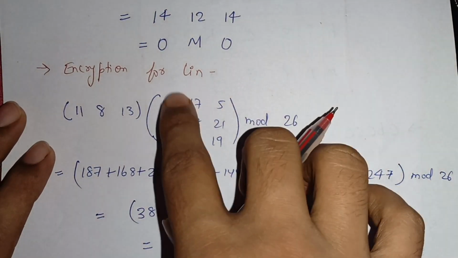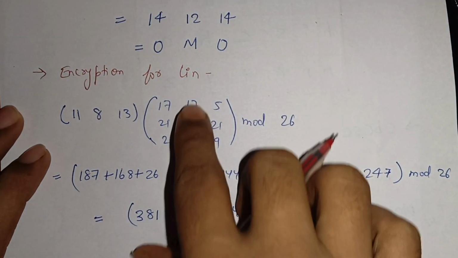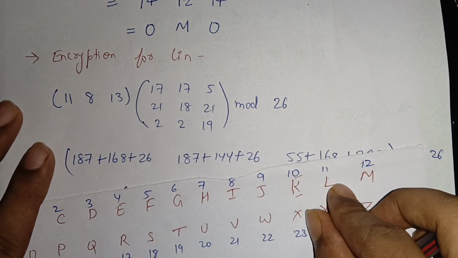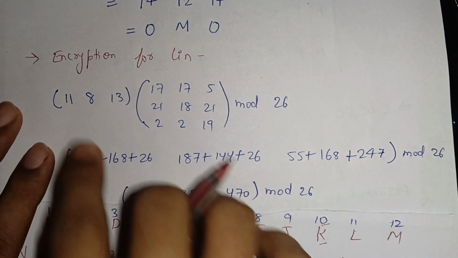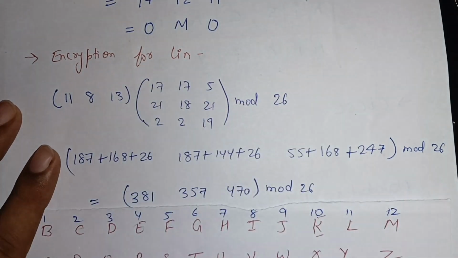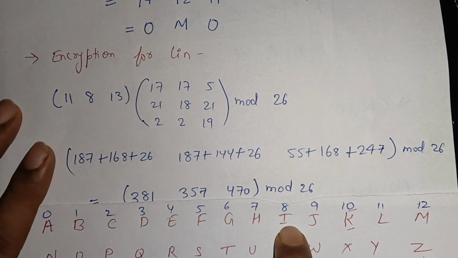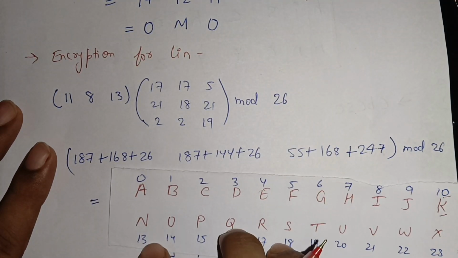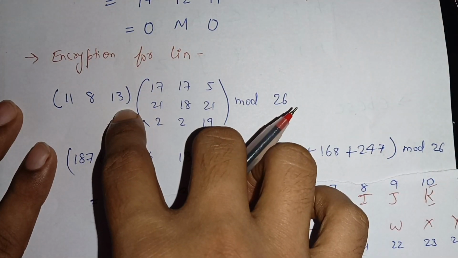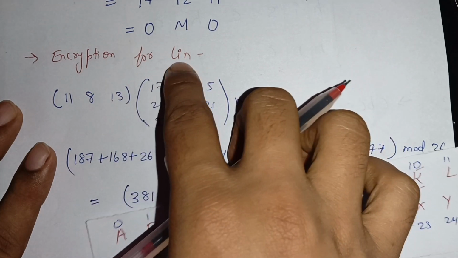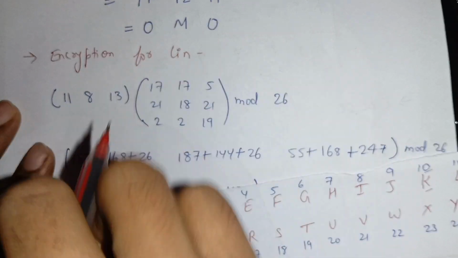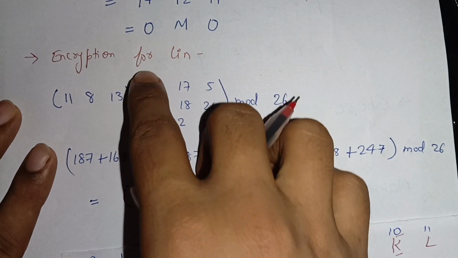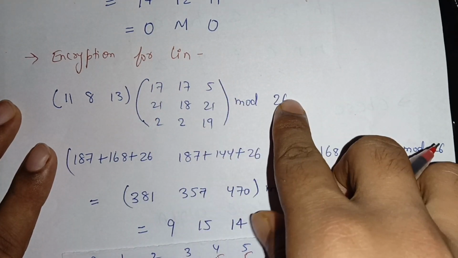Likewise we need to do it for LIN. For LIN, just check what is the value for L. It is 11, so we need to write 11. For I, what is the value? It is 8, so we write 8. For N, what is the value? It is 13, so we write 13. So 11, 8, 13 are the digits for L, I and N. Again we need to have that key value, write it, and then apply mod 26.